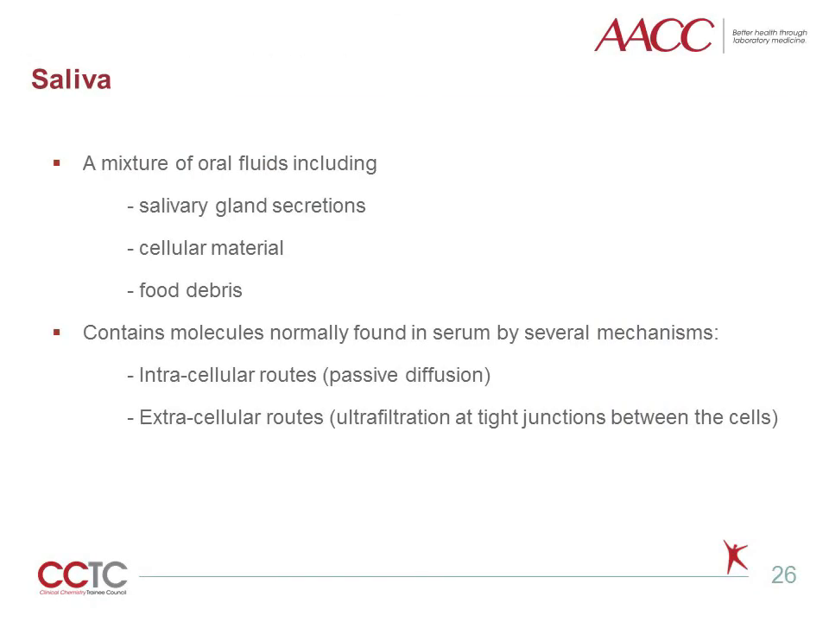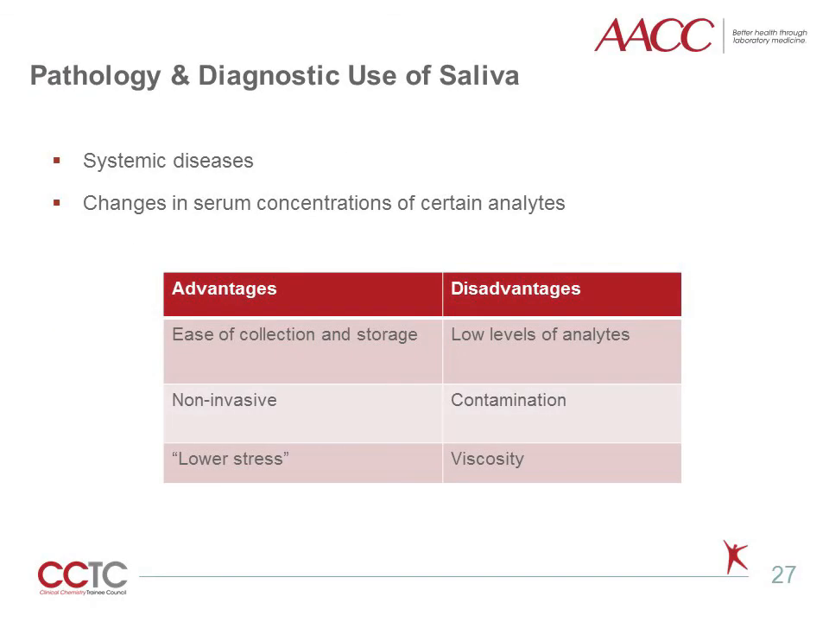Saliva is a mixture of oral fluids, including salivary gland secretions, cellular material, and food debris. Saliva contains molecules normally found in serum that reach the saliva by several mechanisms, including intracellular routes, such as passive diffusion, while extracellular routes include ultrafiltration at tight junctions between the cells. Saliva may be affected directly by systemic diseases or may reflect changes in serum concentrations of certain analytes.